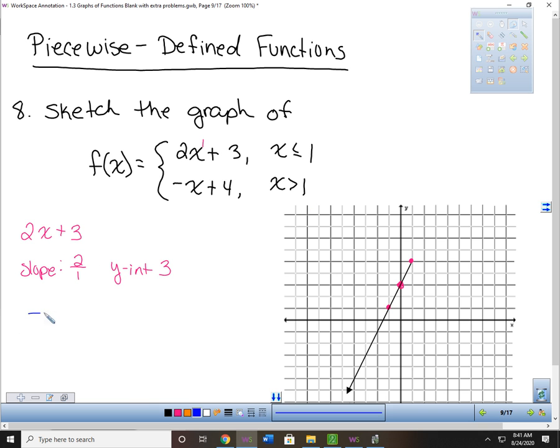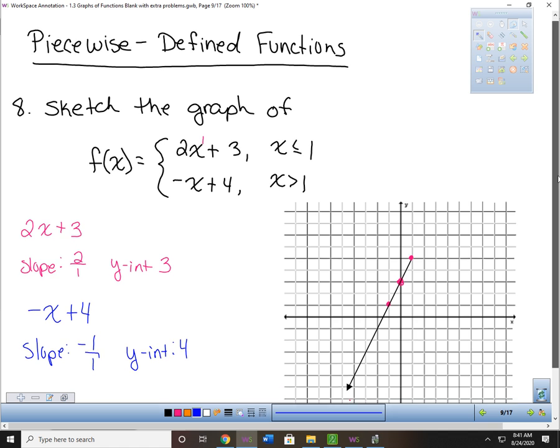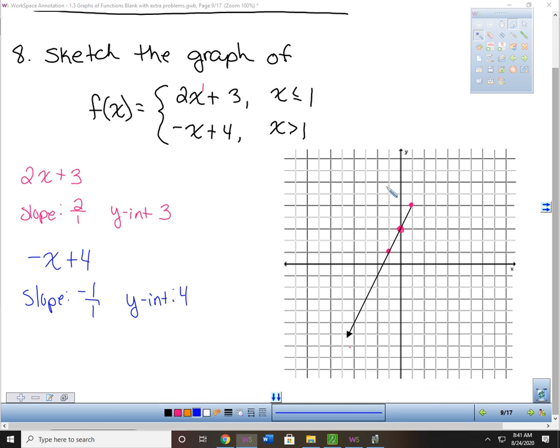Okay, greater than 1. So I'm going to do the same thing. I've got the negative x plus 4. My slope is a negative 1 because that's the number in front of the x over 1. And my y-intercept is 4. Now, just for graphing purposes, I'm going to start here, but we will not connect that dot, okay? So if you start at 1, 2, 3, 4, you would be starting here, but we're going to erase that in a minute because that's not part of our graph. And I would go down 1, right 1.